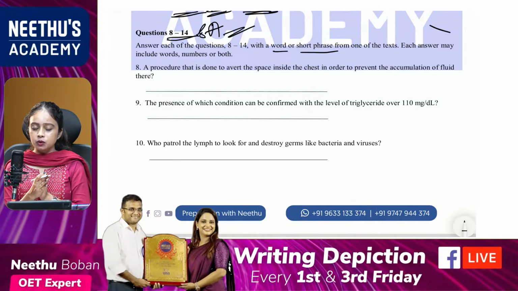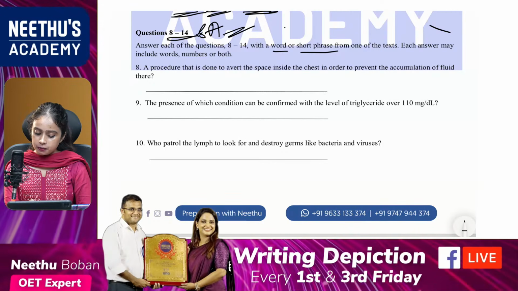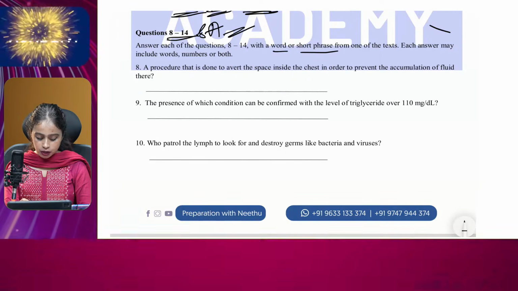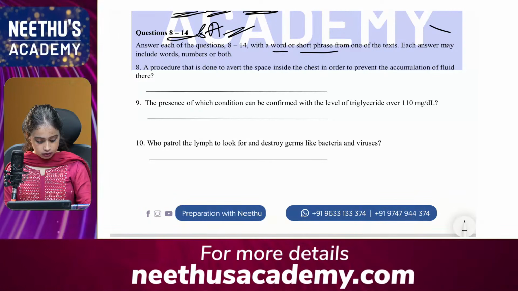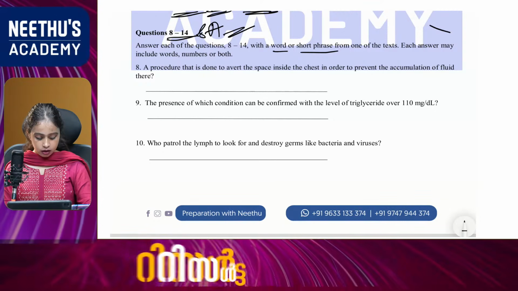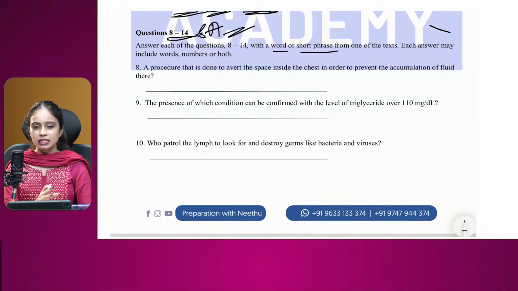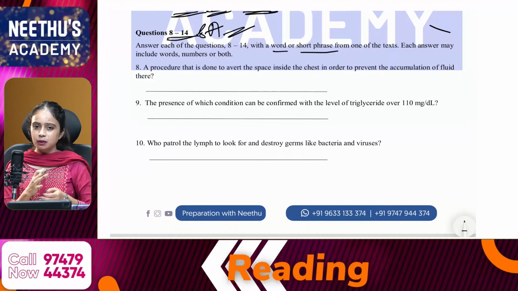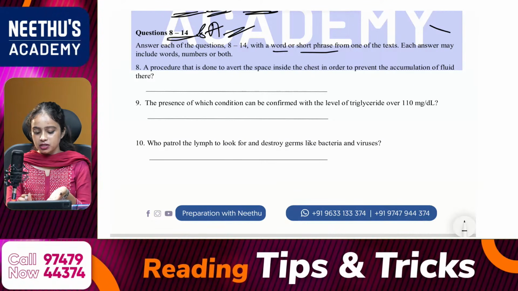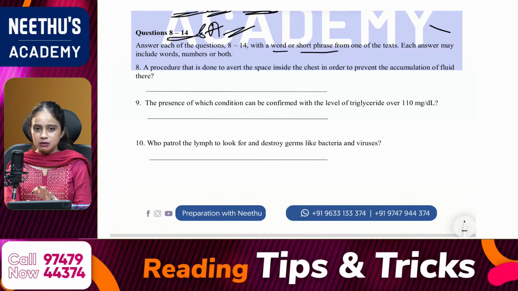Okay, so you can write it in a word or a short phrase. So what do you mean by word? Now you know what is a word. So short phrase, which means maximum of 3 words. Phrase which means a combination of different words, and short phrase which means maximum of 3 words.